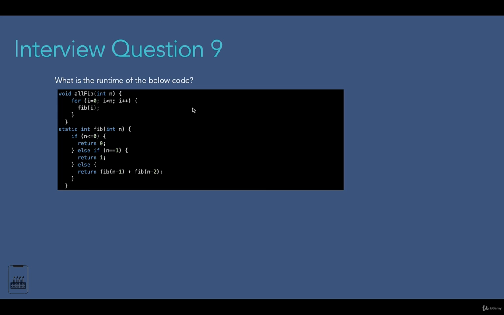Question number 9. Now in this question, we need to find out the time complexity for this method over here. So we have two methods over here. In the second method, we are calculating the Fibonacci of any given number. Then in the first method, we are looping through the numbers and printing out the Fibonacci value of that. So we need to find out the time complexity for this.